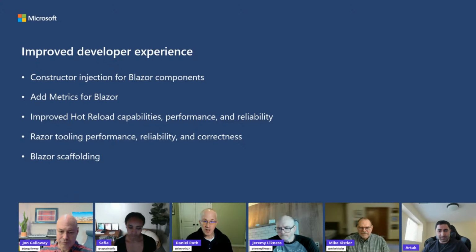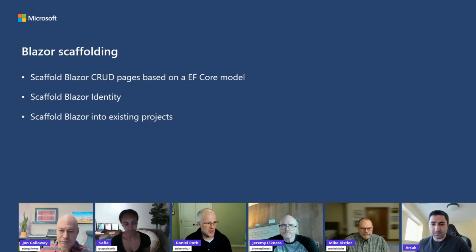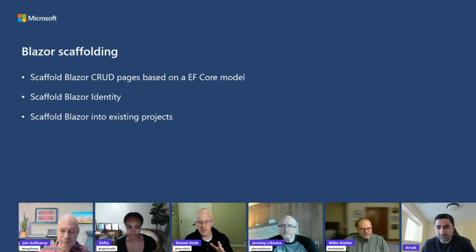And then also we have been adding Blazor scaffolding so that you can scaffold out your Blazor components. And I have a quick update on that I'll show you. We just shipped the Blazor CRUD scaffolder in Visual Studio 17.9. So you can now take an Entity Framework Core model and scaffold out a bunch of pages.